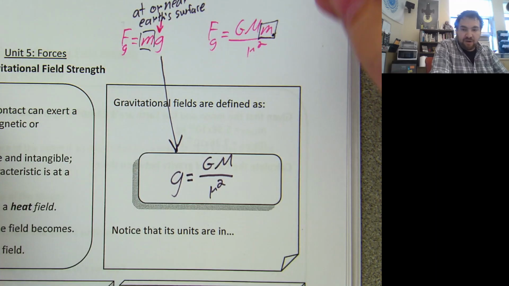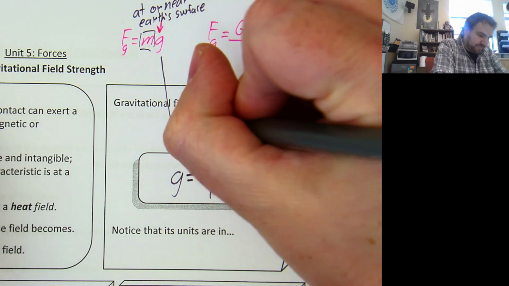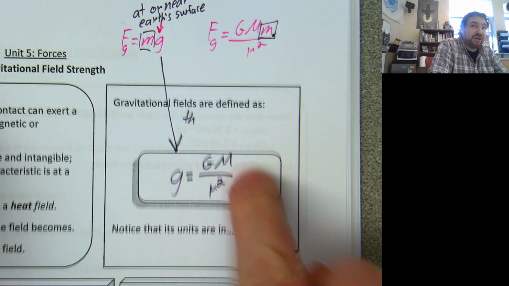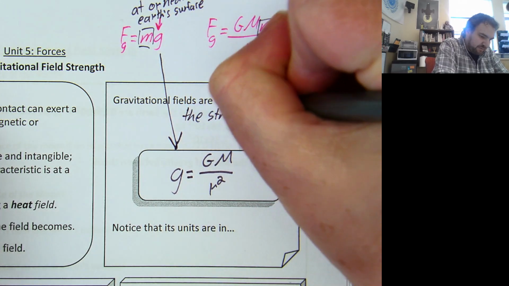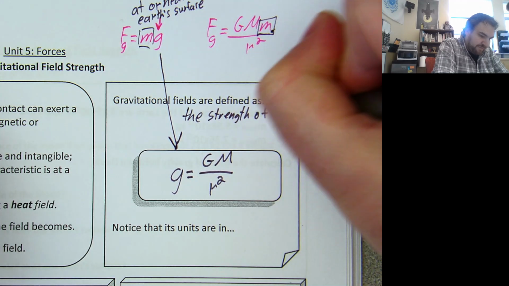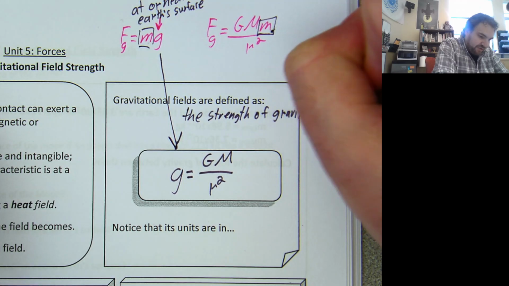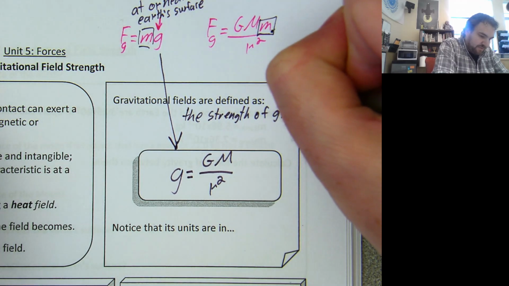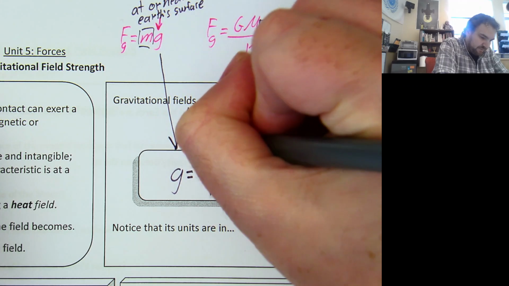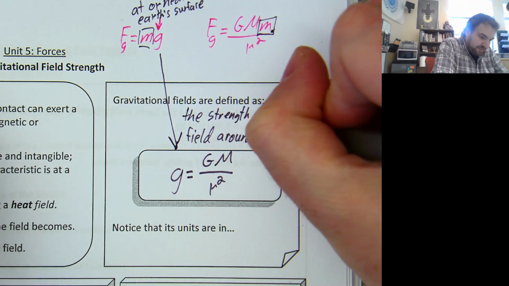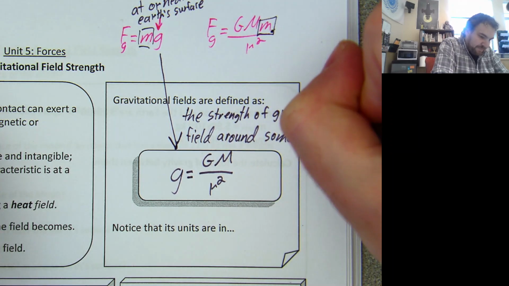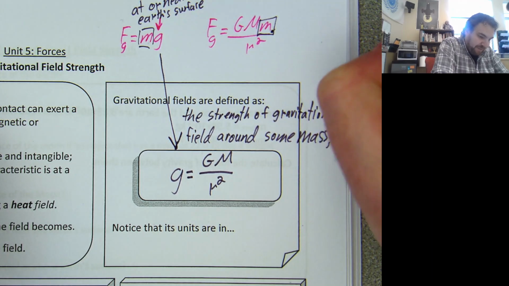So this expression here is now defined as the strength of the gravitational field around some mass, which we will call big M.